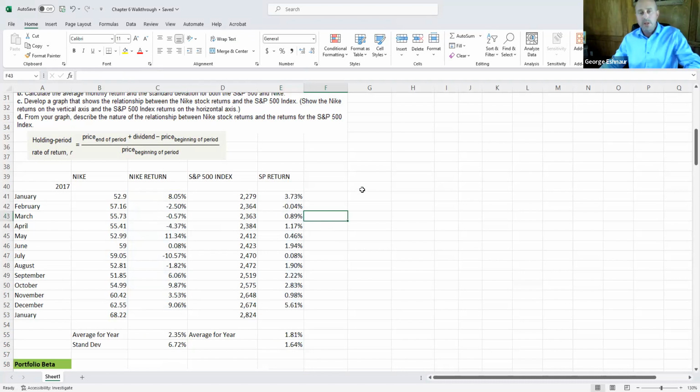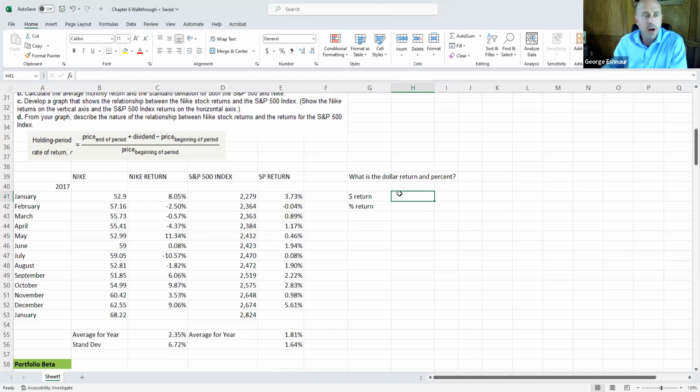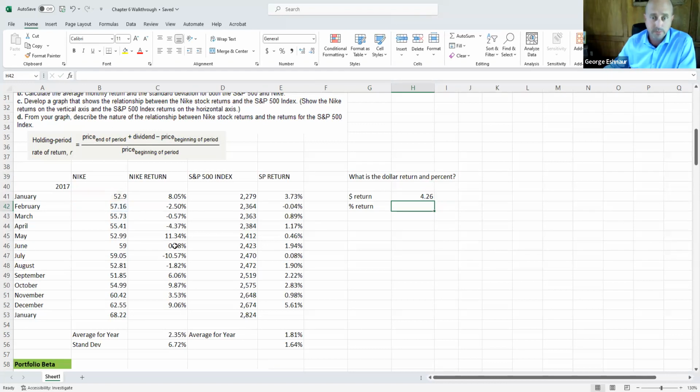Now, another way we could look at this is, and I know this question's in there, but it might say, what is the dollar return? What is the dollar return and percent? Okay. So here we only did the percent. So if we wanted to do the dollar return, and then we'll do percent return. We already did the percent return. We know how to do that, but I'm going to show you another way. If we're going to do the dollar return, it's very simple. It's just this minus that. So our ending number minus our beginning number.